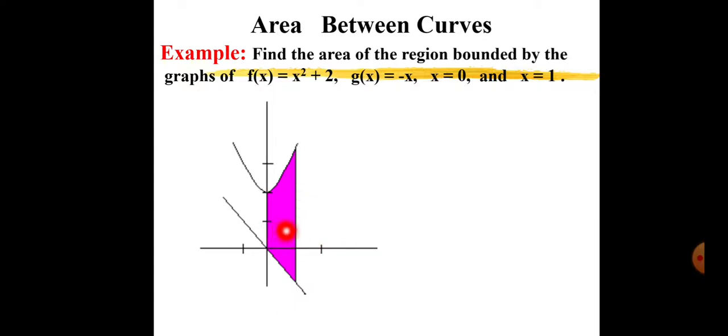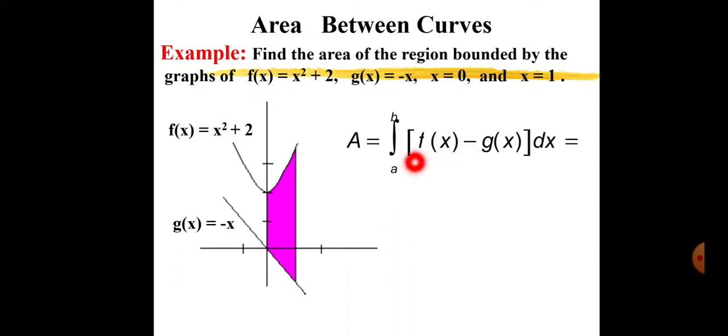We have to calculate the area bounded by the curve and these three lines. So we have the rule. We have to write the rule f of x minus g of x, where f of x is the upper one here, minus the lower one. So x squared plus 2 is the upper one, minus the lower, which is negative x, and the integration will be from 0 to 1.